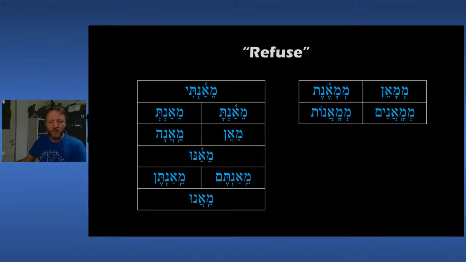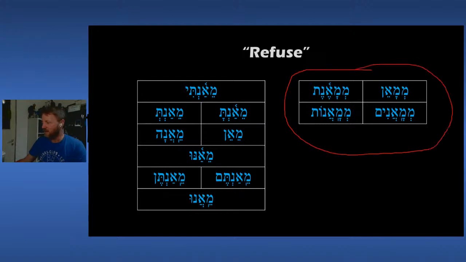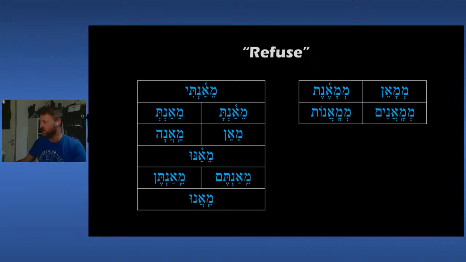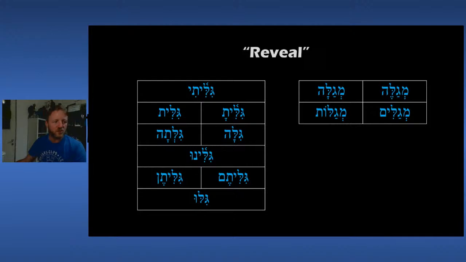All right, so in the participle, we've got mema'en. Mema'en, notice the compensatory lengthening there with the kamatz instead of the patach. Mema'enet, refusing. Mema'anim, mema'anot. Okay, that's what we got going on. I hope you are following along well enough. This is a lot of information, but that's what studying this grammar is.